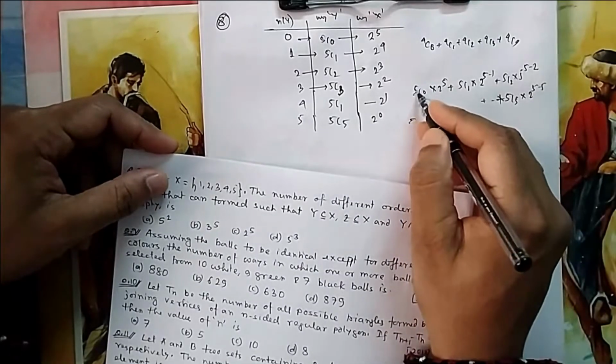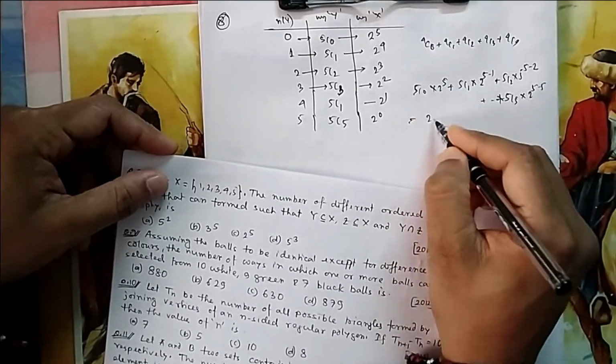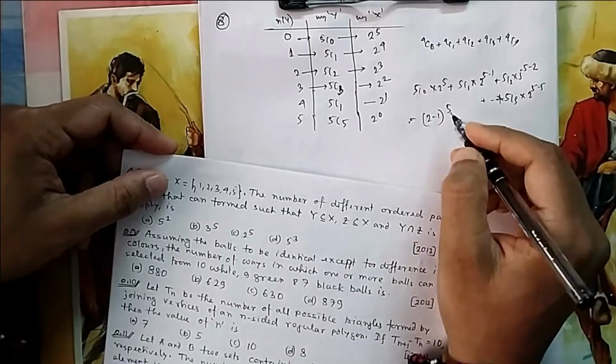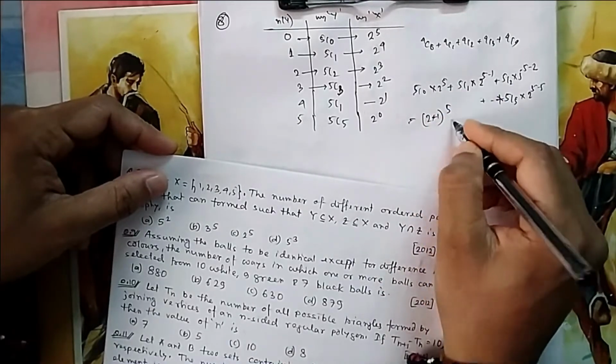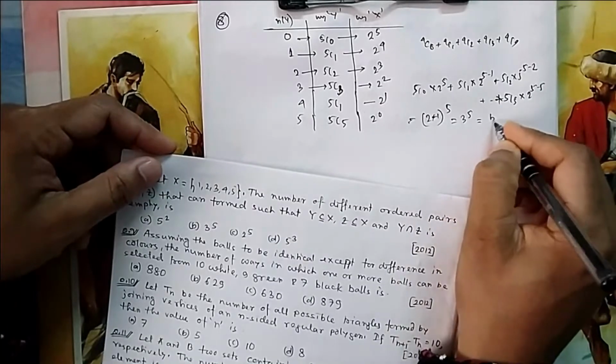So what is this series? This one is a binomial series. 2 minus 1 to the power 5. Sorry, 2 plus 1, because all are plus. So it is 3 to the power 5. That is your option B.